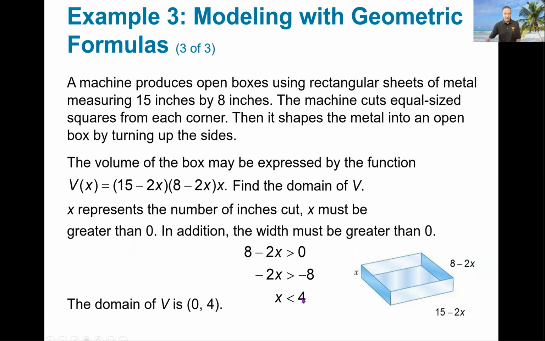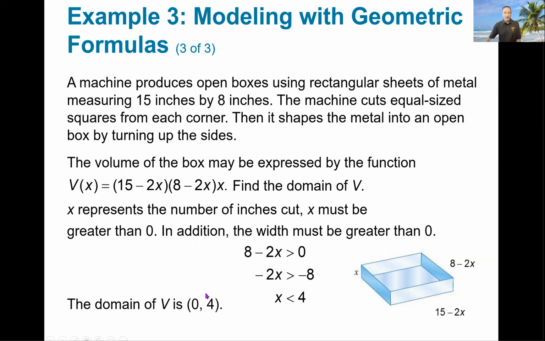Now, that makes sense. Of course, the height has to be less than 4, because if it's not, then you're going to have a 0 or a negative number for your width. That's impossible. For example, assume x was equal to 4. Well, then your width would be 0, because it'd be 8 minus 2 times 4. You can't have a width of 0.